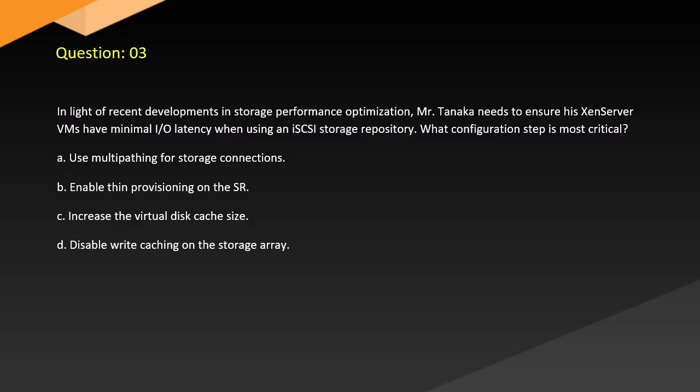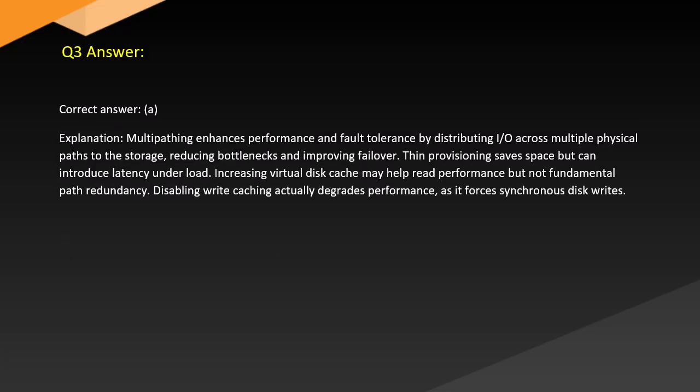A. Use multipathing for storage connections. B. Enable thin provisioning on the SR. C. Increase the virtual disk cache size. D. Disable write caching on the storage array. Answer. Correct answer. A. Explanation.